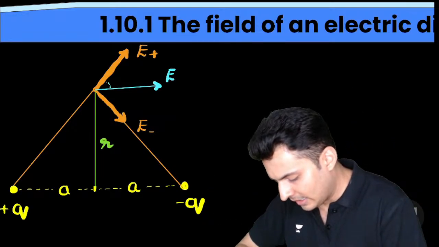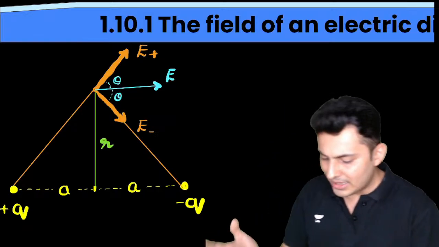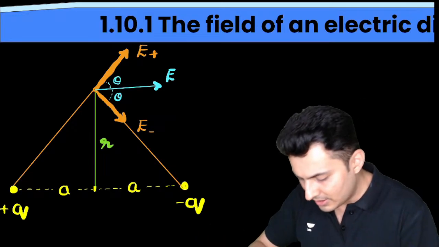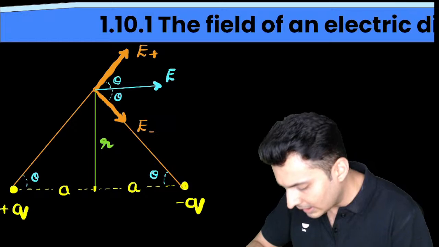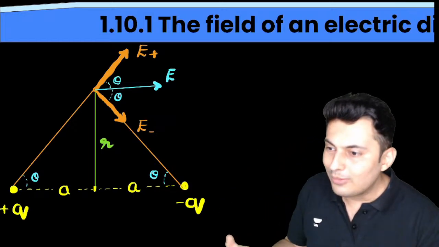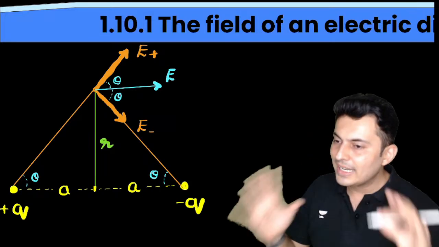All right. So you can assume this is theta. You can assume this is theta and then start solving the question. This is also going to be theta. Then this is also going to be theta, and then solve it. Make that approximation. R is much, much larger. You will get the answer.